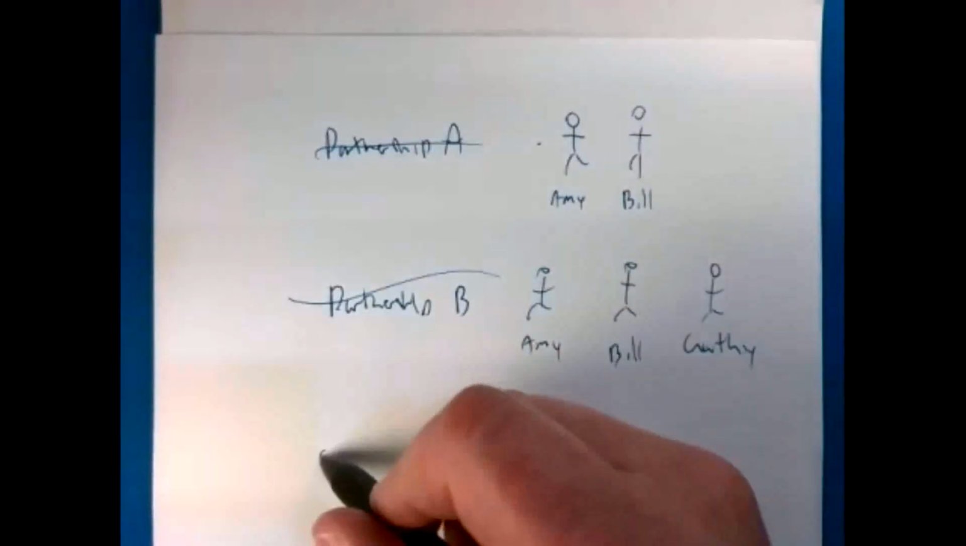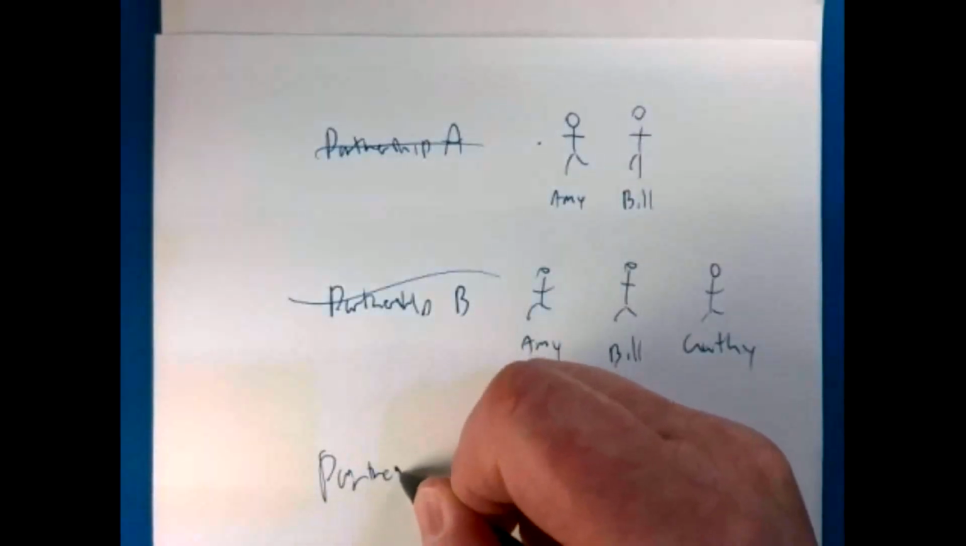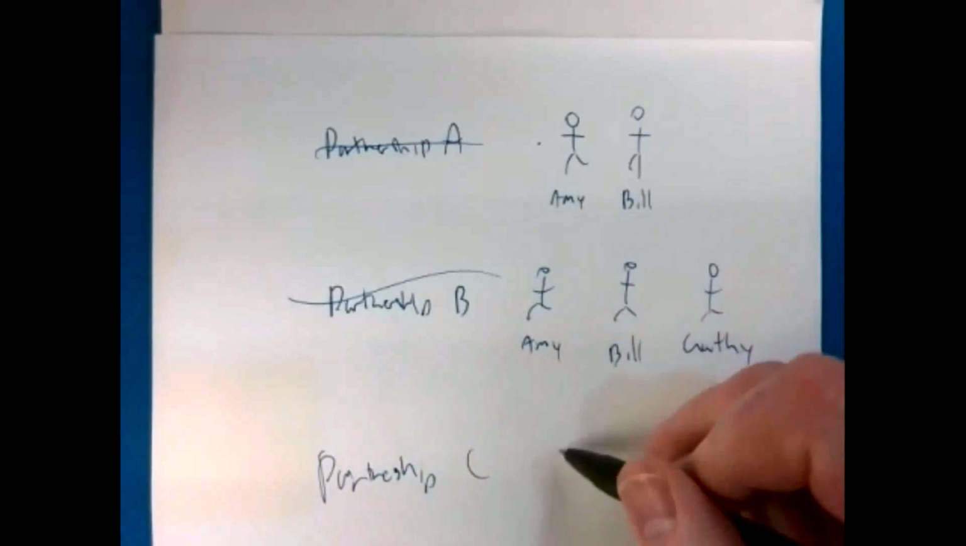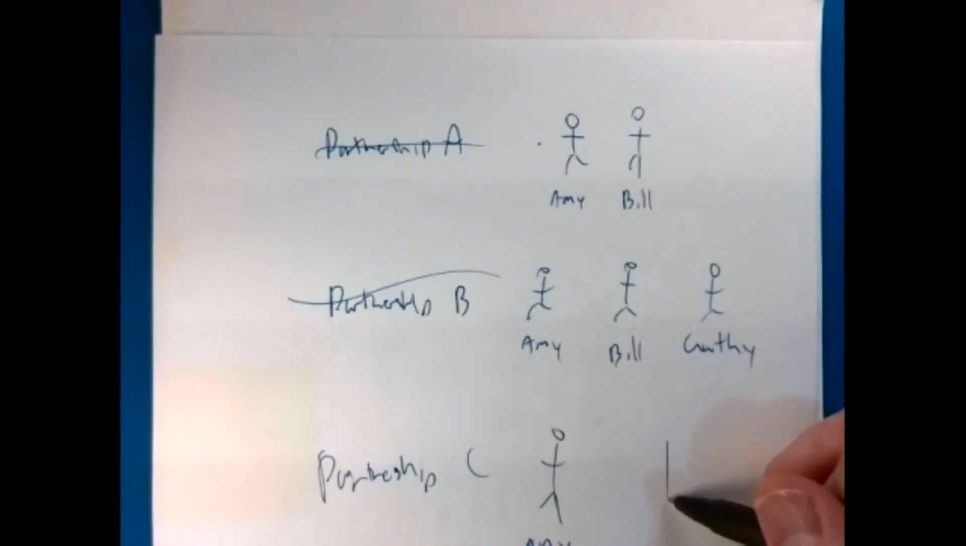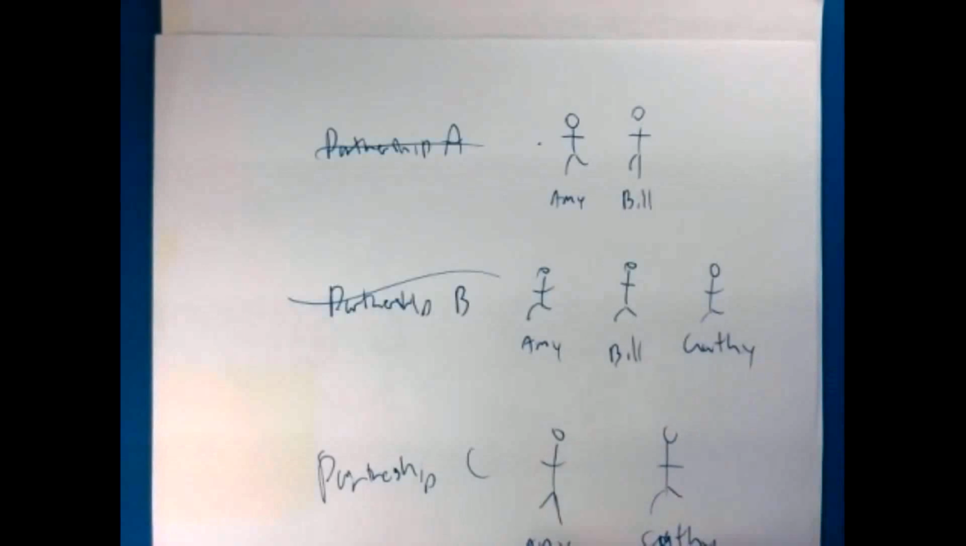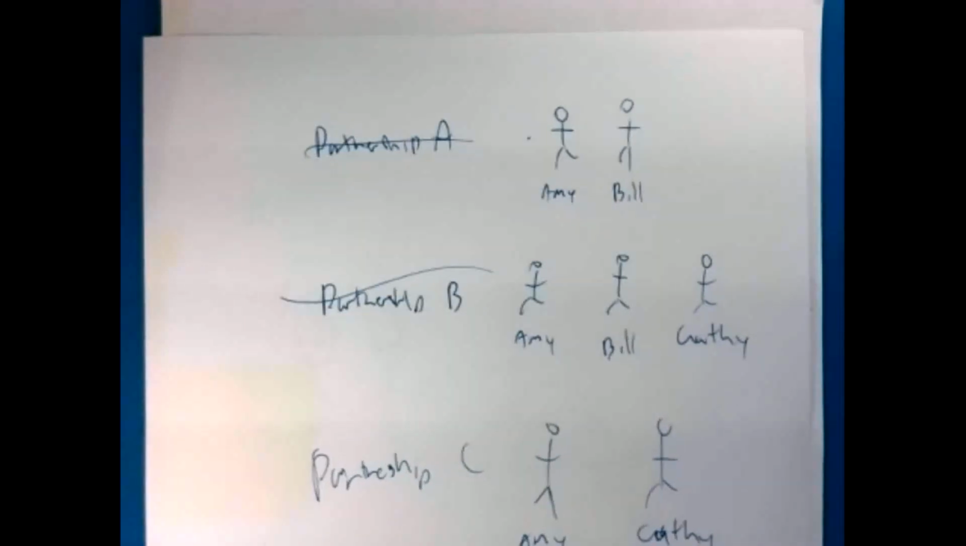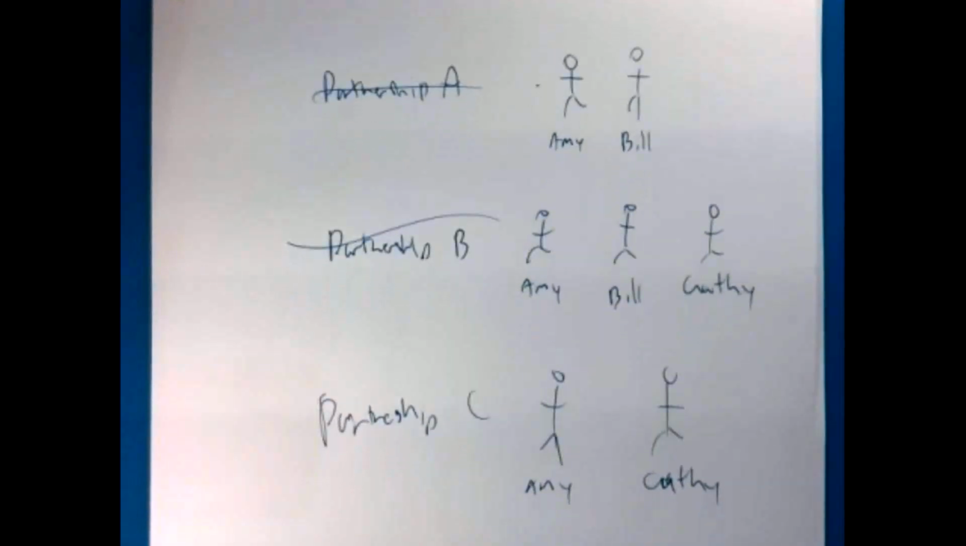This partnership's over. We have Amy and we have Kathy. It's a brand new partnership. So whenever you add or take a partner away, it dissolves the partnership. Now, if you only have 2 or 3 people in a partnership, a small number of partners, it's probably not that big a deal. It probably doesn't happen all that often.